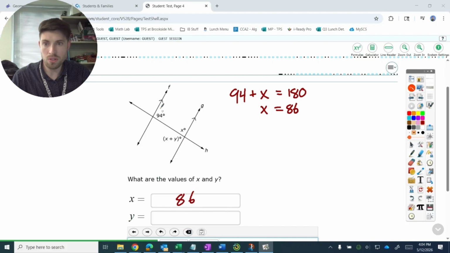Okay, what we also know is that this angle and this angle are alternate interior angles, right? They're not numbered or lettered, but these are alternate interior angles. And so that means that 94 must be equal to X plus Y. Okay, these two are going to be congruent. And so the thing is, we just found what X is. X is 86. And so 94 must be equal to 86 plus Y. If I subtract 86, then for Y, I'm going to get it is equal to 8.